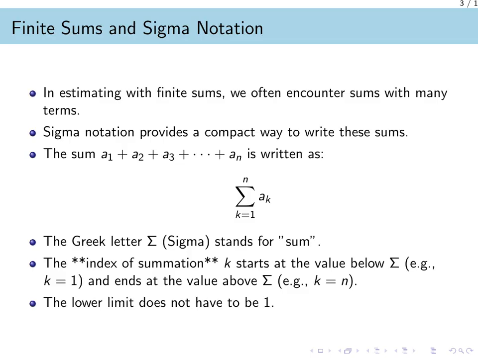A key point is that the lower limit does not have to be 1, it can be any integer. This notation gives us a clear way to define any finite sum by simply specifying its starting point, ending point, and the rule for generating each term.